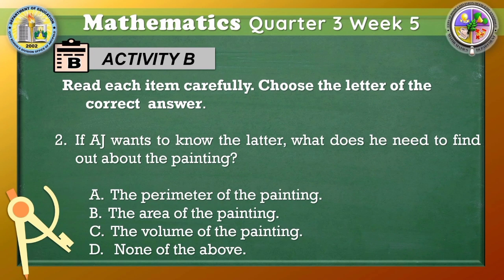Let's have number 2. If AJ wants to know the latter, what does he need to find out about the painting? A. The perimeter of the painting. B. The area of the painting. C. The volume of the painting. Or D. None of the above. What is your answer, kids? Yes! It is letter B. The area of the painting. Good job, kids! Let's have now number 3.